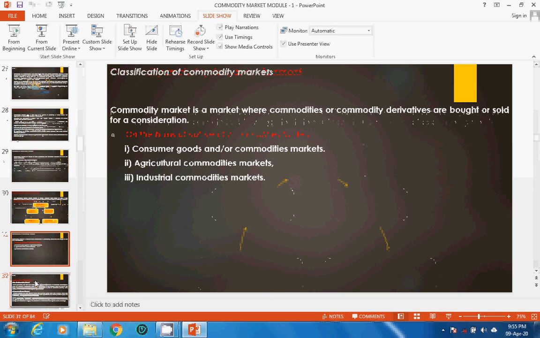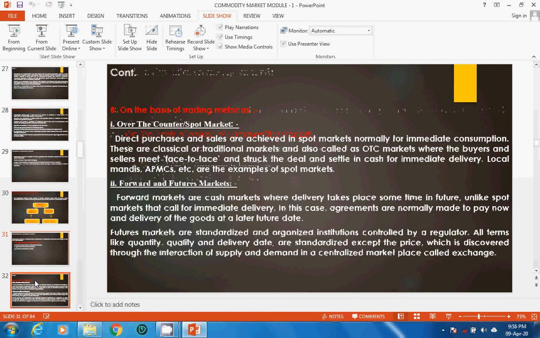Let's understand the classification of commodity market. Commodity market, as I told you, is a market where commodities or commodity derivatives are bought and sold for a consideration. It is nothing but a consideration of money. On the basis of the nature of commodities traded on the commodity exchange, commodities are classified under three heads. One is consumer commodities market, then agricultural commodities market, and industrial commodities market. So let's understand these in brief.